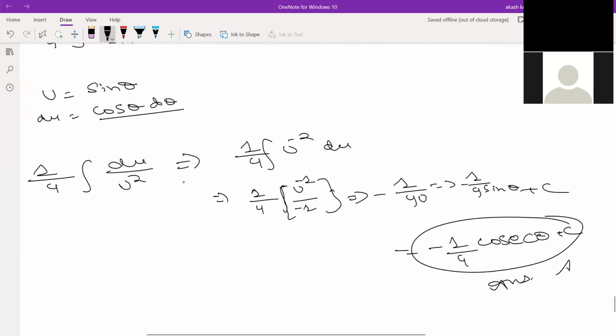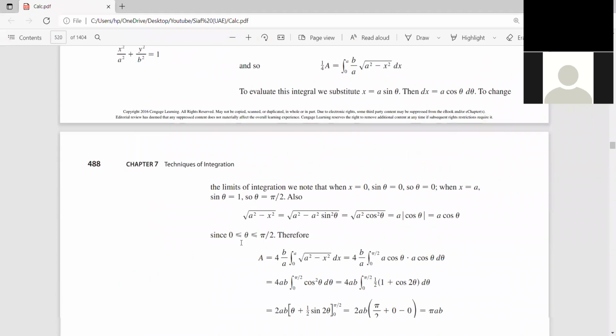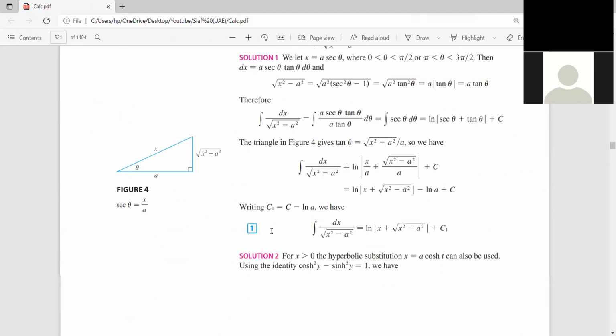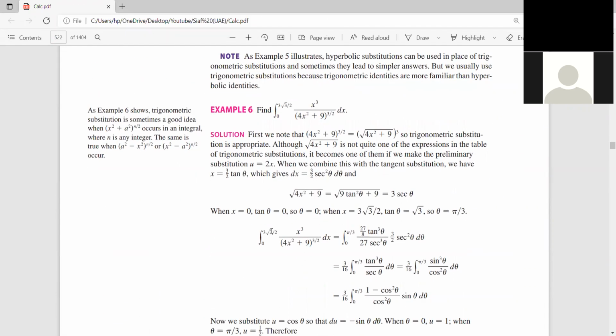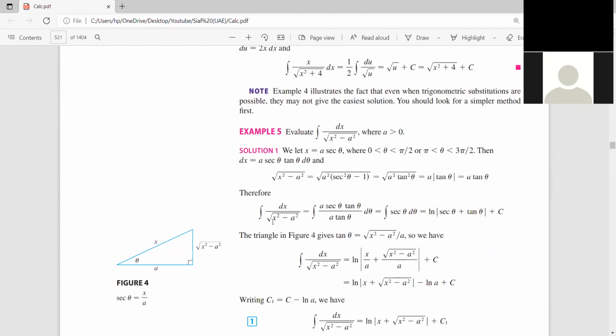Okay, let's end it here. In the next sessions, we are going to continue with more example questions on trigonometric substitution. And if you have any questions from the exercises, you can ask me, and we can solve them too.